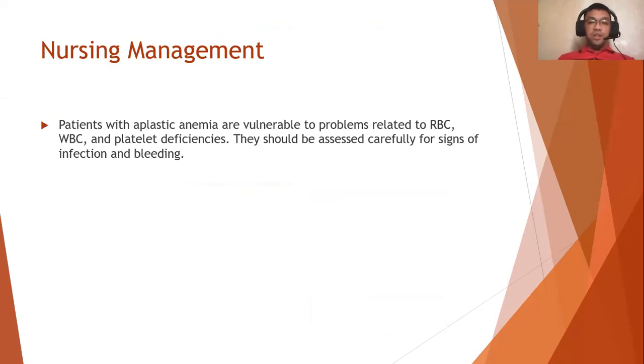What is our nursing management? Patients with aplastic anemia are vulnerable to problems related to RBC, WBC, and platelet deficiencies. Since there is pancytopenia, you need to watch out for anemia, and they are also susceptible to infection. So we advise patients to do what? We advise them to avoid crowded places, always wear a mask, avoid raw foods. What else? Avoid people with obvious infection.